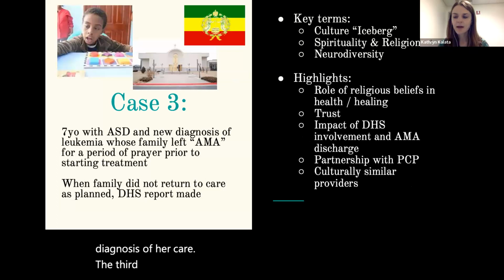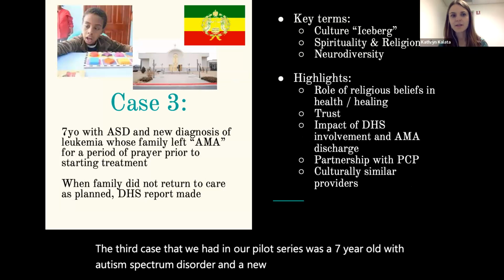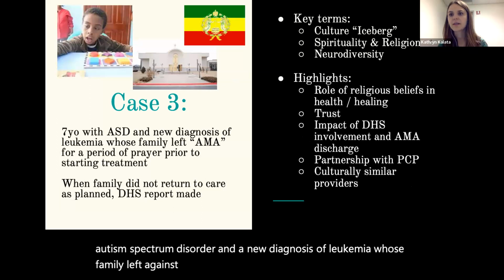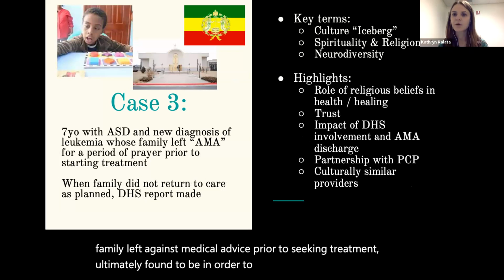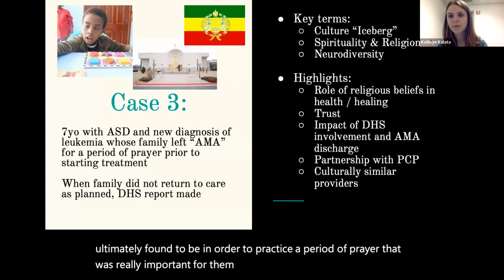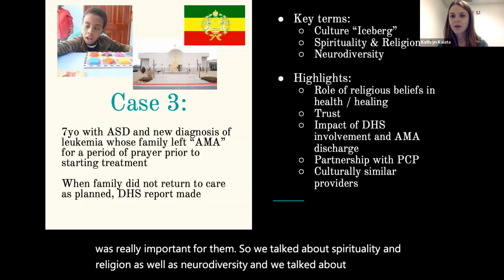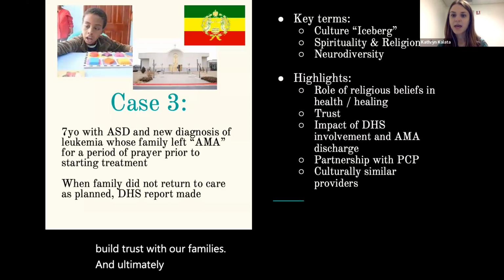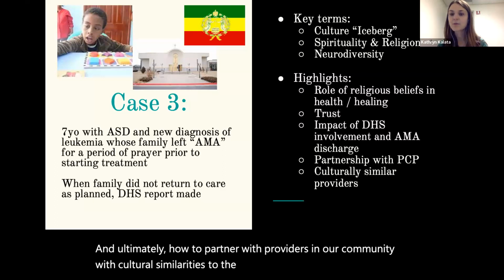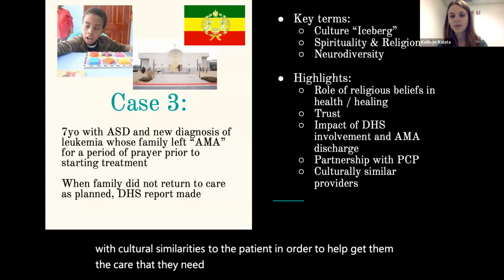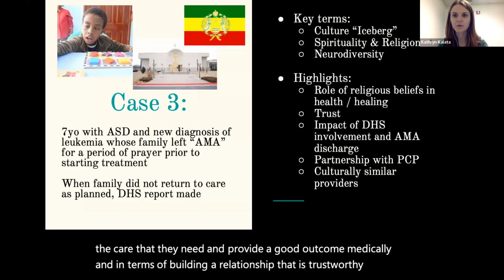The third case that we had in our pilot series was a 7-year-old with autism spectrum disorder and a new diagnosis of leukemia, whose family left against medical advice prior to seeking treatment, ultimately found to be in order to practice a period of prayer that was really important for them. So we talked about spirituality and religion as well as neurodiversity, and we talked about how to build trust with our families and ultimately how to partner with providers in our community with cultural similarities to the patient in order to help get them the care that they need and provide a good outcome medically and in terms of building a relationship that is trustworthy within healthcare.